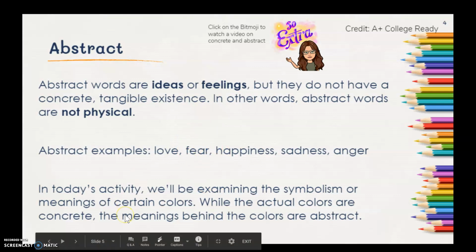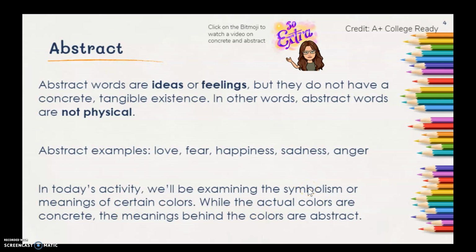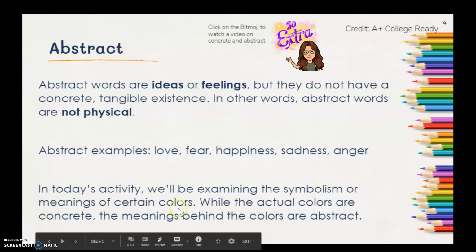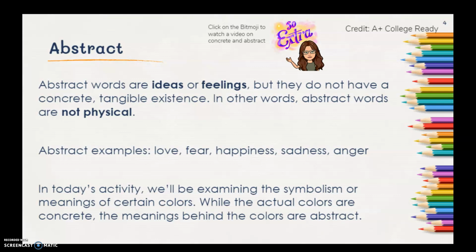In today's activity, we're going to be looking at the abstract through symbolism. Symbolism means that it represents something, the meaning behind colors. The actual color is concrete. I can see the color. But the symbolism and meaning behind the color, that's abstract.